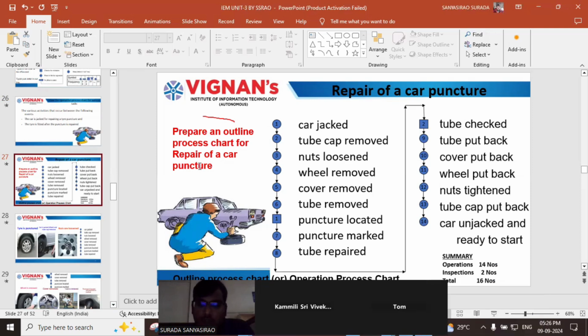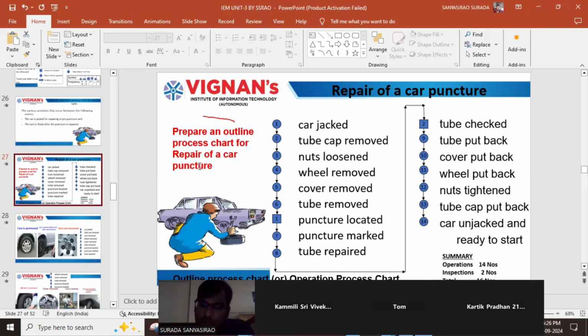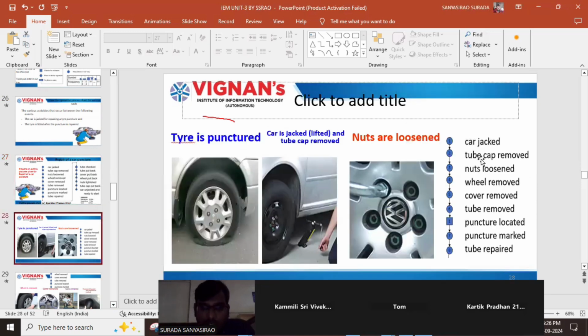As you know, like let us say cycle puncture, bike puncture, or car puncture, you have to take that vehicle into the mechanic shop. Then they are doing some steps. Okay, let us see one by one. This is the final chart. The first step, see here. Initially, tire is punctured.